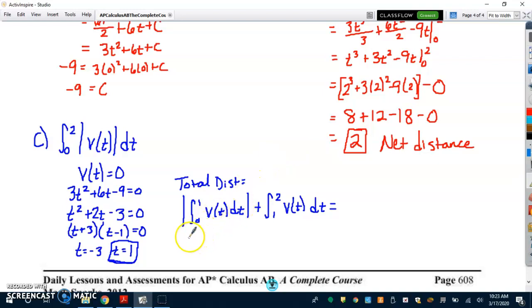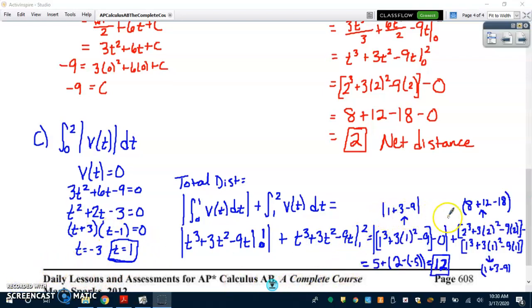We've already integrated, so I know it's t to the third plus 3t squared minus 9t. That's from 0 to 1, but I'm going to end up taking the absolute value of this. All right, so I'm going to take the absolute value of this here. And then I'm going to add that to t cubed plus 3t squared minus 9t from 1 to 2. I'm going to pause the video and then I'll have everything out there in just a second. All right, you can see the final calculations here at the end.